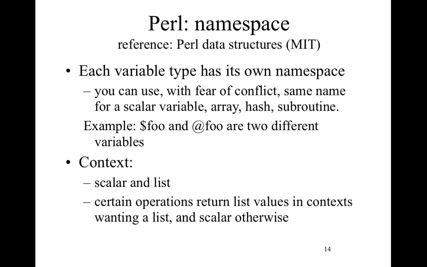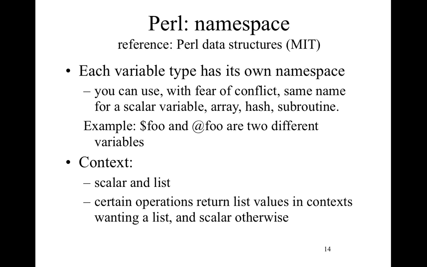Namespaces, an interesting concept. Each variable type has its own namespace associated with it. In C programming, you can't have an integer I and a float I, or a string I and an integer I. I can only be used once. In Perl, you can use I for everything. In this case, it's $foo. You can have a scalar foo, an array of foo, a hash called foo. Everything can be called foo as long as they're different types. So the namespace is per type.